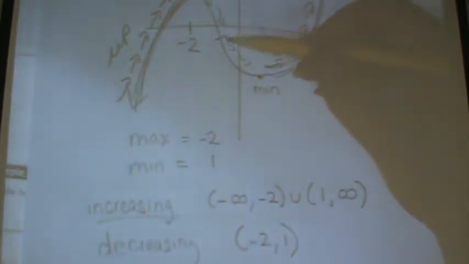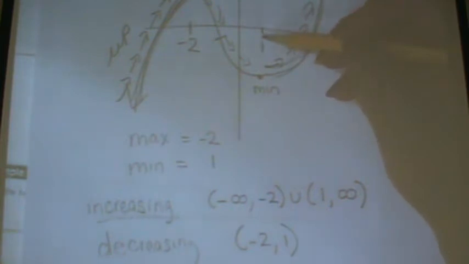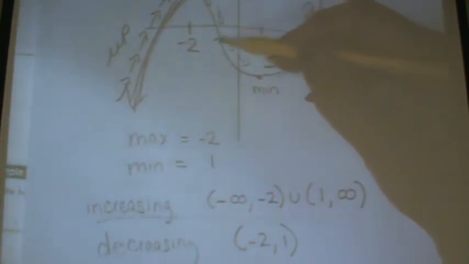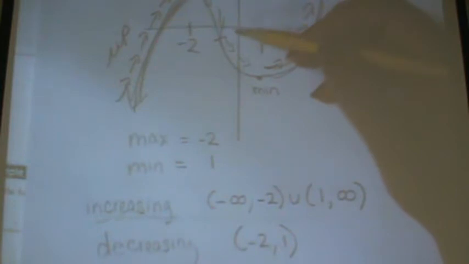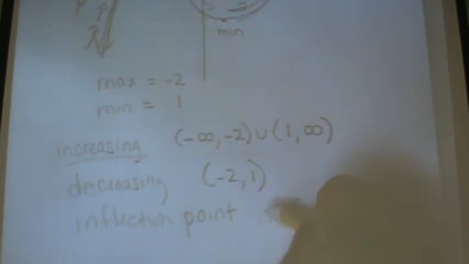Now, somewhere in between your max and your min x value, does anyone know what the number is between -2 and 1? -0.5. How do you get that? You add these two up and divide by 2. At this point, we call this the inflection point. The inflection point is where the graph changes concavity. At -0.5, this graph is changing concavity.